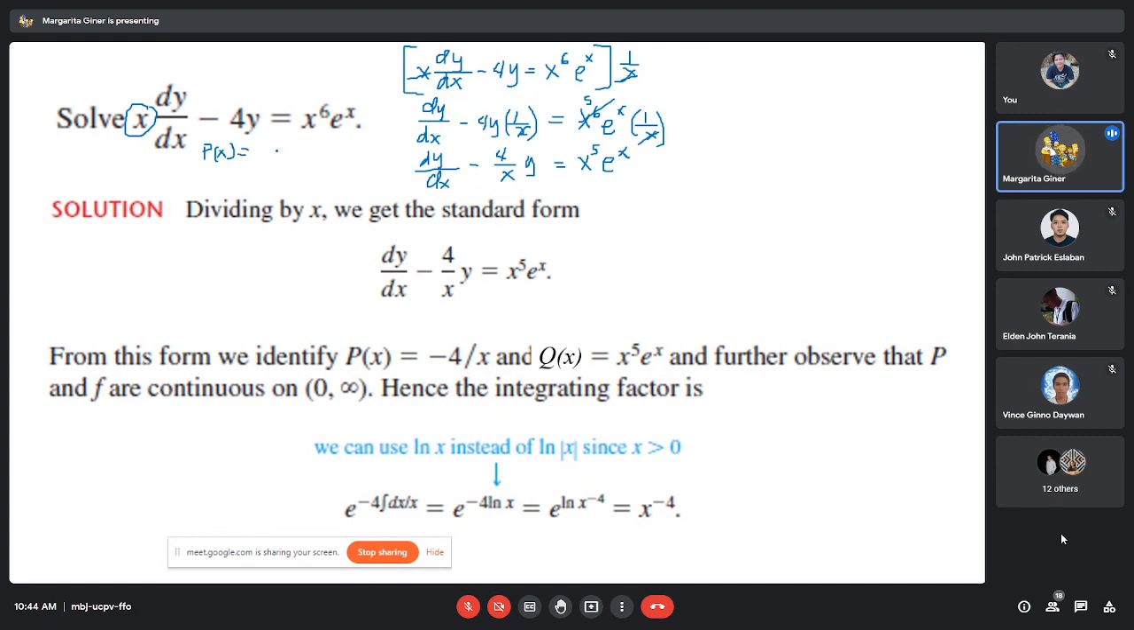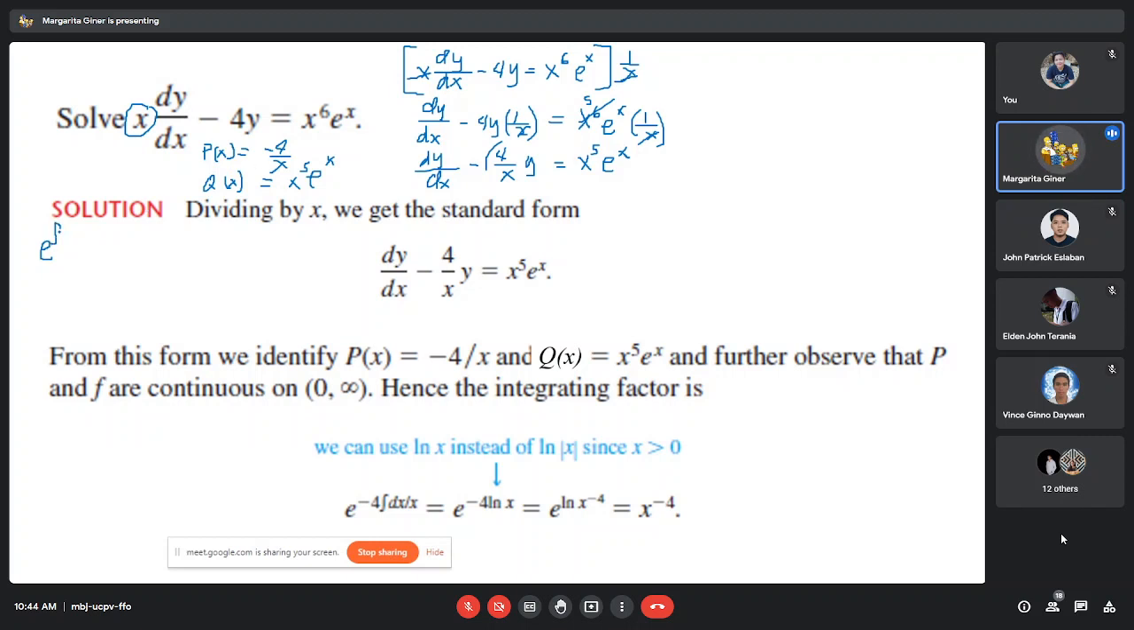So, your px is equals to negative 4 over x. And then your qx is equals to x to the 5th e to the x. Okay? Correct. So, what is the next step? We solve for the integrating factor. To solve for the integrating factor, this will become e raised to the antiderivative of px.